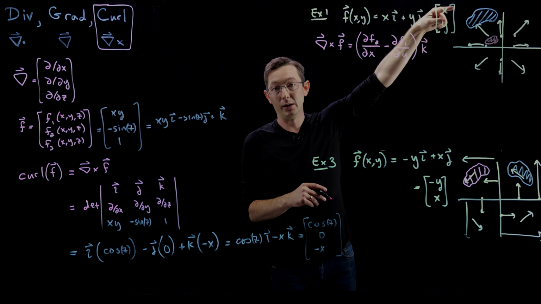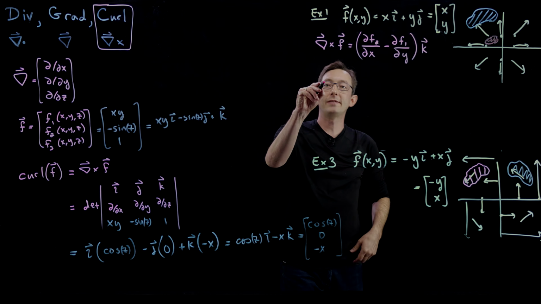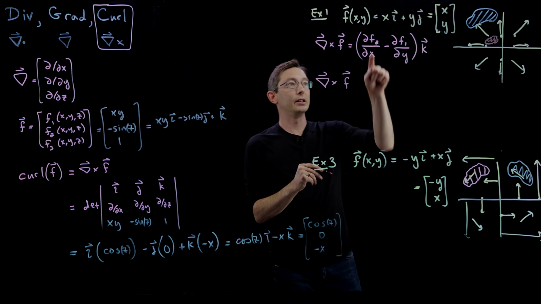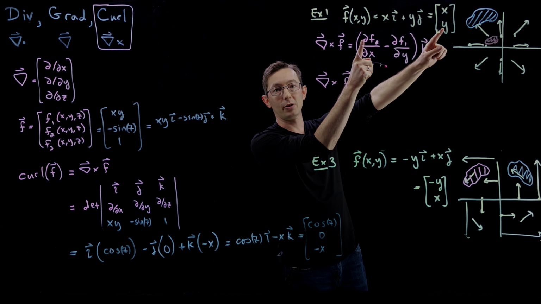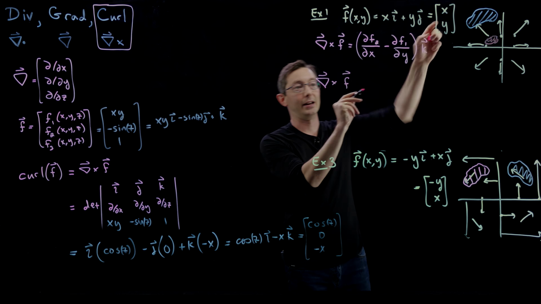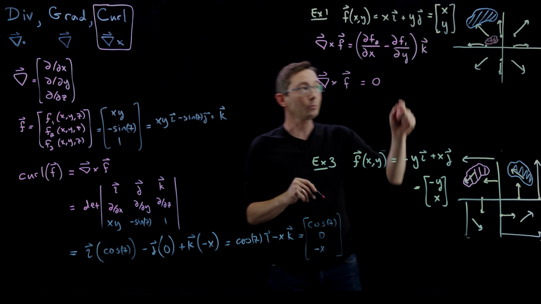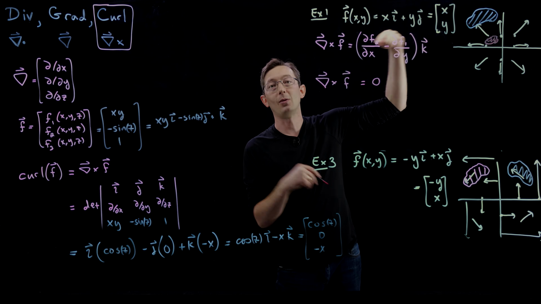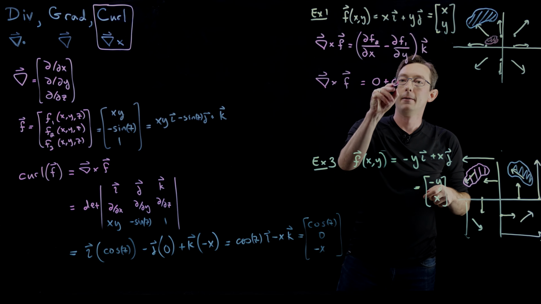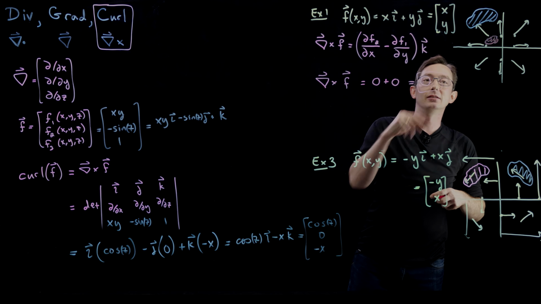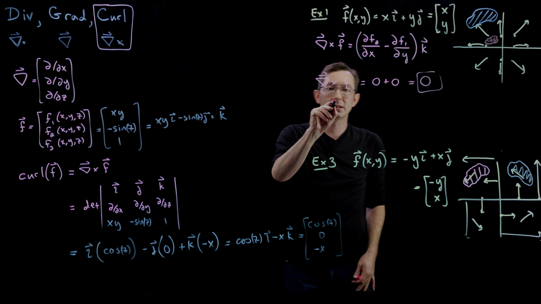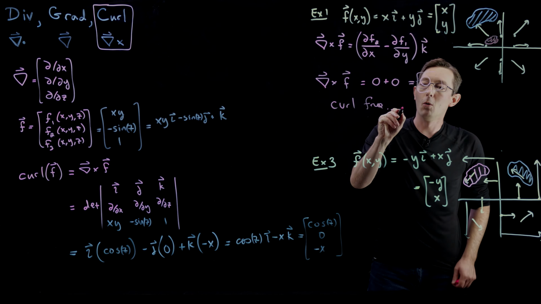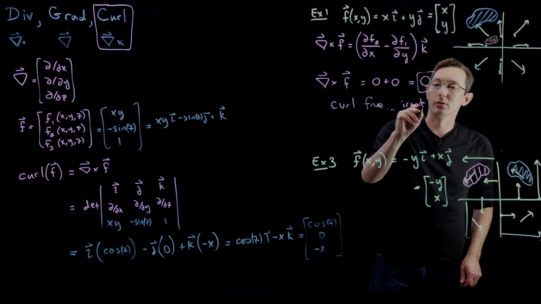So let's actually compute it here. The curl of this particular vector field is partial f2 partial x, that's partial y partial x, that is 0, minus partial f1 partial y, which is partial x partial y, also 0. And so this vector field is curl-free. So we say that this is curl-free or irrotational.